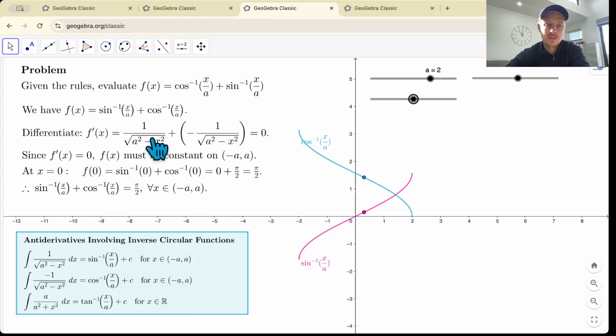What that means is the derivative of this function is 0, which must mean it's a constant. What would be interesting now is to find out what that constant value is. It's basically a horizontal line, because the derivative of this goes to 0, so it must be a flat line. So since f dash of x equals 0, f of x must be constant between -a and a.